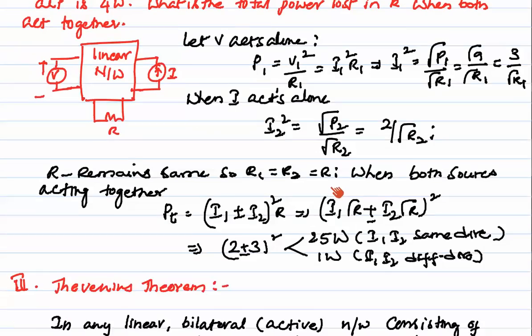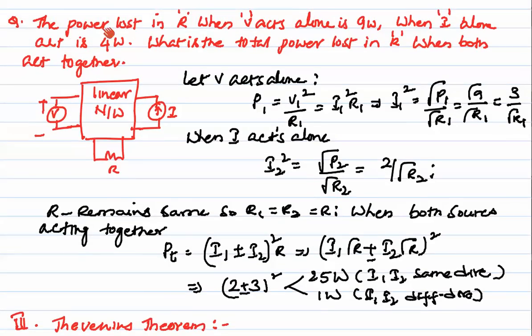Next, the power lost in R when V acts alone is 9 watts, and when I acts alone is 4 watts. What is the total power lost in R when both act together? You may expect this kind of problem in Genco, Transco and other PSUs. When V acts alone, the power dissipated is 9 watts. P is equal to V1 squared by R, and I can write it as I1 squared into R1.